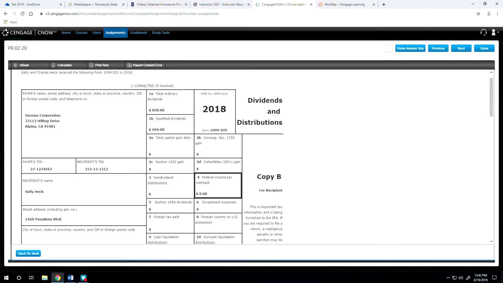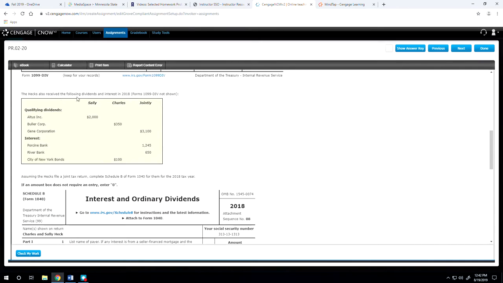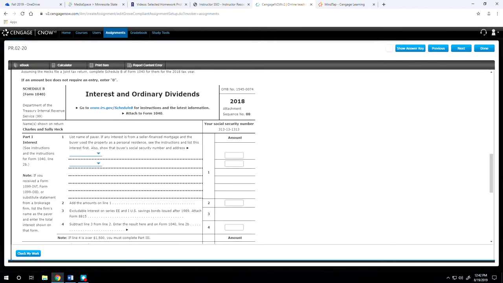You can see the amount of dividends that are considered qualifying, the information for the taxpayer. Also, we have other forms that aren't shown, but they're giving us the information for them. So we're going to be using that information. So let's go ahead and fill in this interest and ordinary dividends tax form. Okay, so the name shown on the return is already filled in there for us. The Social Security number. So we need to list first interest.